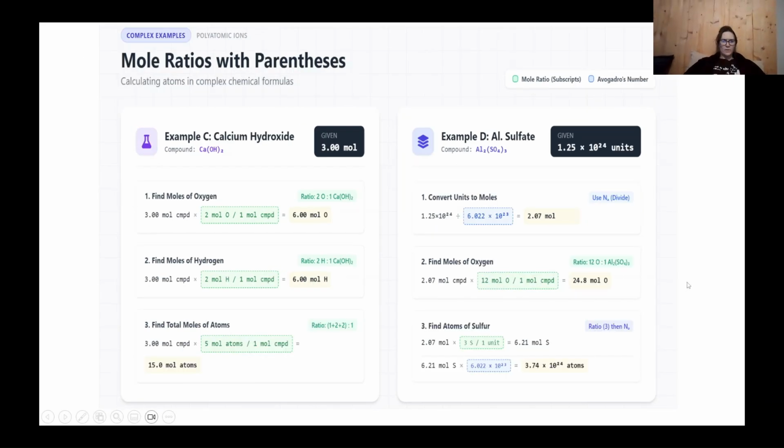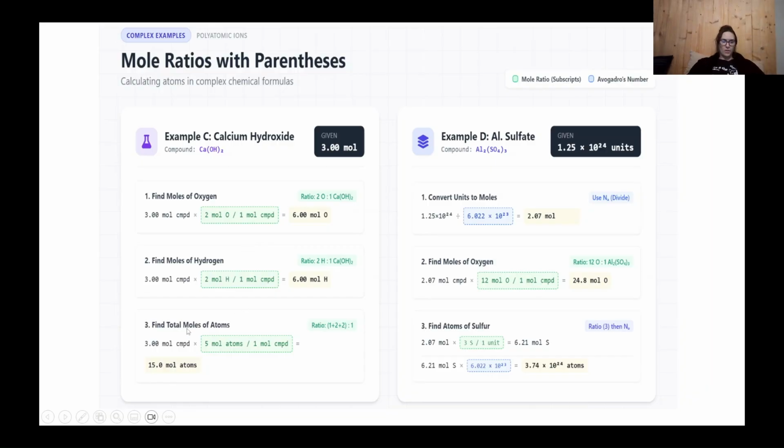So here are some other examples of using mole ratios with individual compounds. You can see here for calcium hydroxide, again, 2 moles of oxygen and 2 moles of hydrogen and 1 mole of calcium in 1 mole of the substance. So if you're given a problem where it says you have 3 moles of this, how many moles of oxygen are there? Again, just multiply by the mole ratio, 2-to-1, so you get 6 moles of oxygen. Same thing for hydrogen, 6 moles of hydrogen. But in total, how many moles are there? Well, you know that there are 5 moles of atoms total: 2 of oxygen, 2 of hydrogen, 1 of calcium. So 5 moles total of atoms.